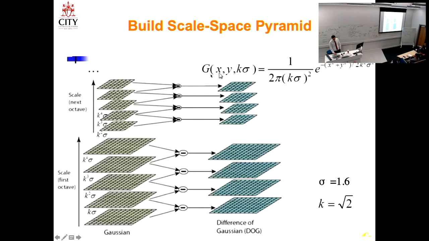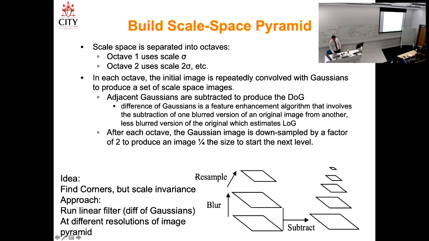So it's a very simple Gaussian equation. So I have these blurred versions and I have these edge maps. So once I calculate this edge map, a bit more detail, the idea is to find corners but with scale invariance. So I run a linear filter, like difference of Gaussians, at different resolutions of the image pyramid, right? So this is a bit more detail, which we can have a look at.